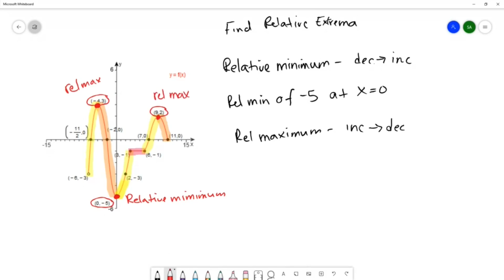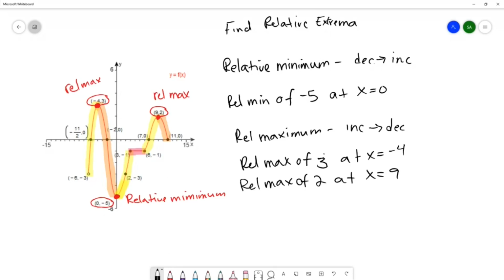So this function has two relative maximums. So we have a relative max of positive 3 at x equals -4. And we also have a relative max of 2 at x equals 9.